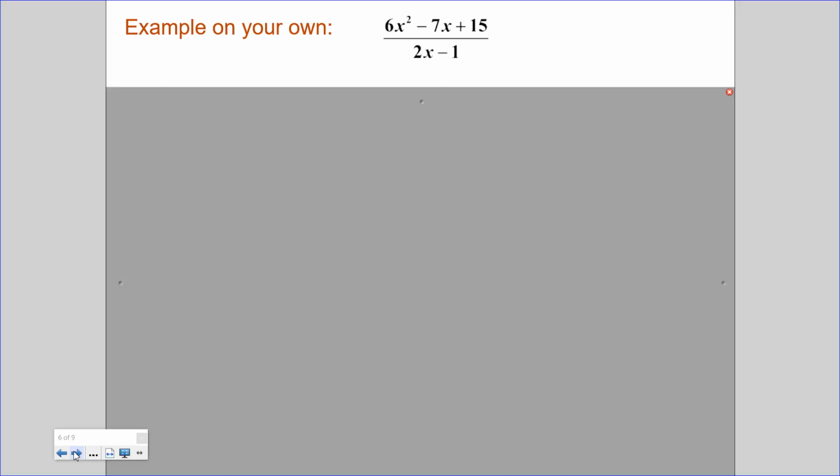Okay, there is an example that I would like for you to attempt on your own. Once you're done and ready to check it, you can click play after pausing the video to work it out.